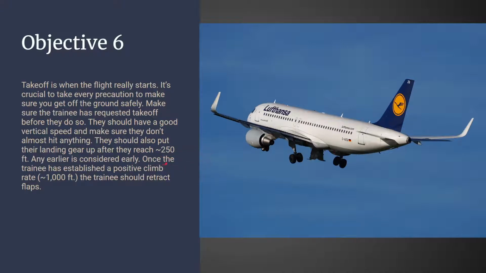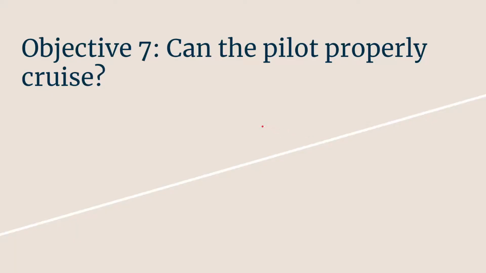When the pilot reaches around 250 feet, it may vary per pilot, although before 1,000 feet is all good, they should retract their gears. Well, before 500 feet, they should retract their gears. And then once they get around 1,000 feet, they can go ahead and retract their flaps. Although before they do take off, they do require takeoff clearance from the ATC.